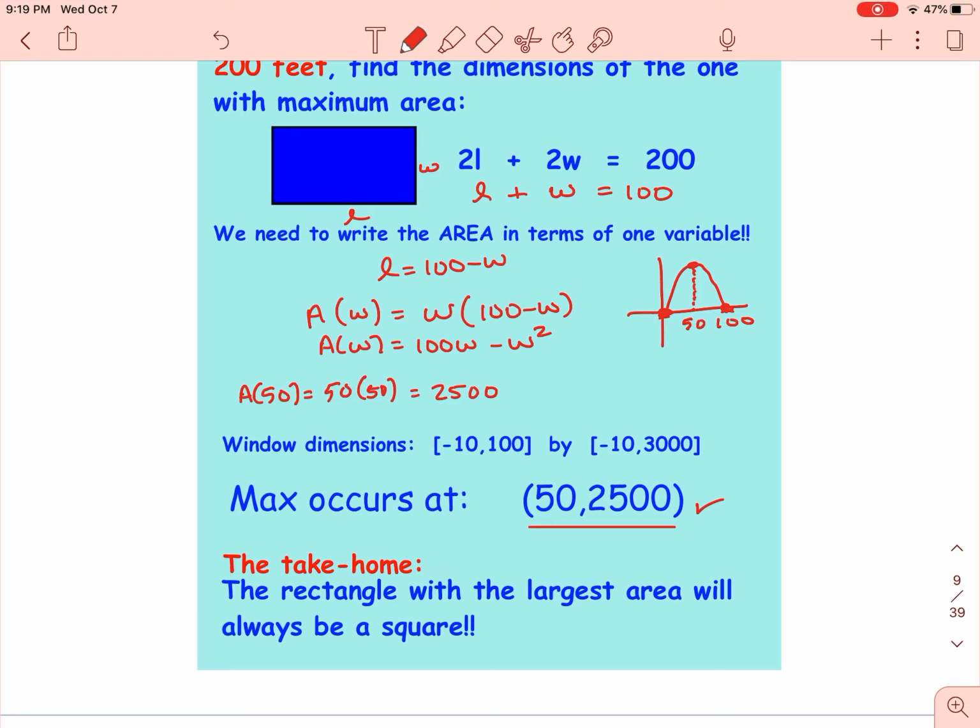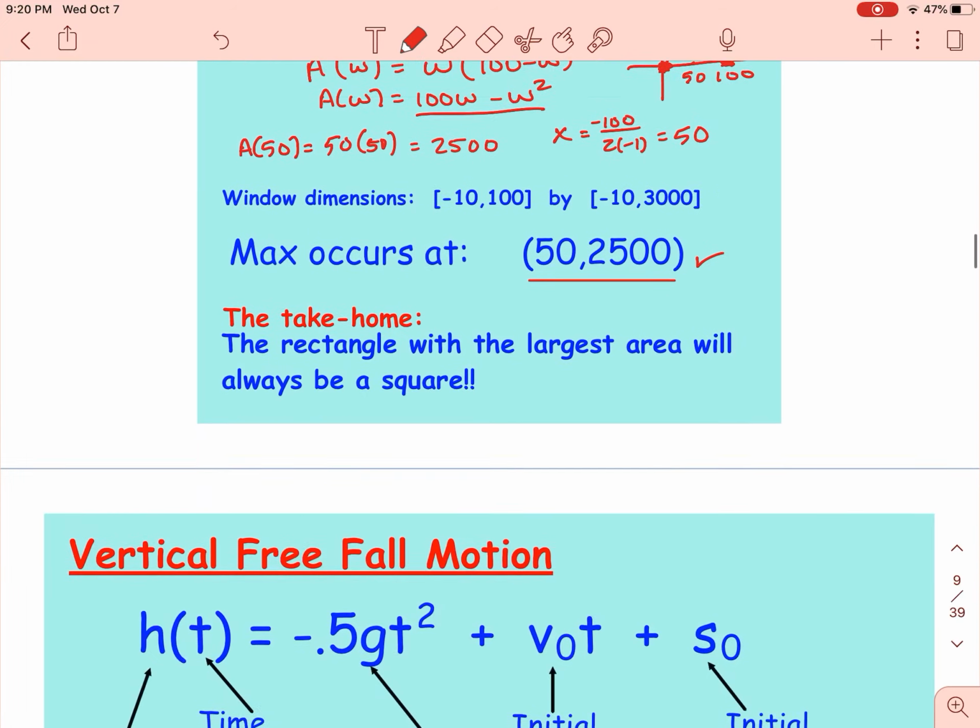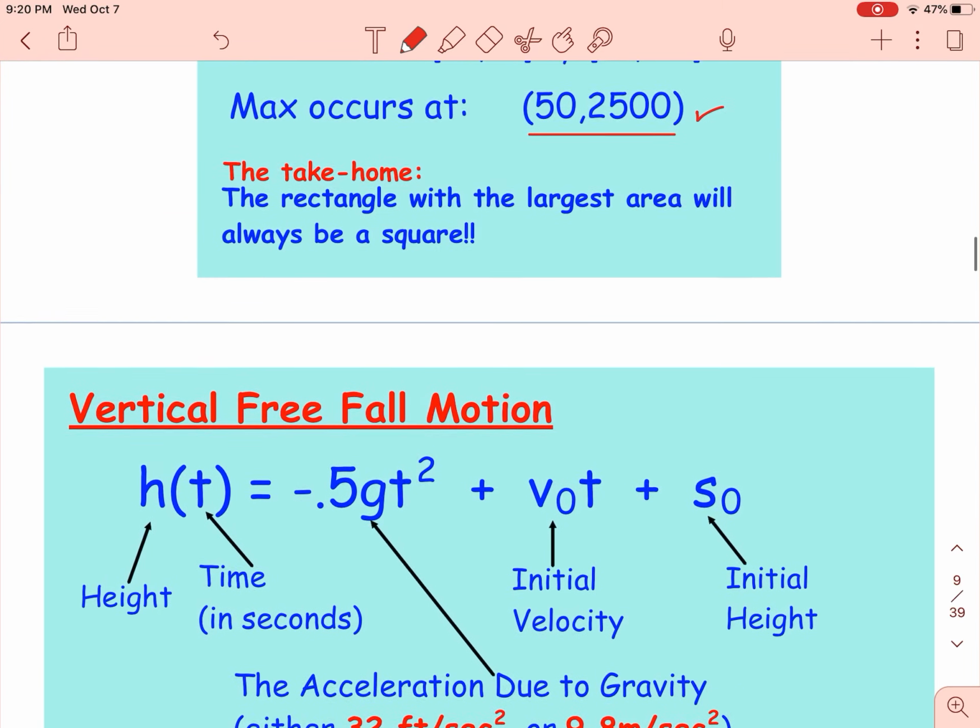Another way to get where the vertex is: the x value of the vertex is equal to the opposite of b over 2a, which is negative 100 over 2 times negative 1, and that of course gives you 50 there as well. So it's pretty easy to find the maximums for simple little quadratics like that. I really believe that the opposite of b over 2a is the way to go, but you can also look at it graphically as well. Opposite of b over 2a is a good algebraic way.